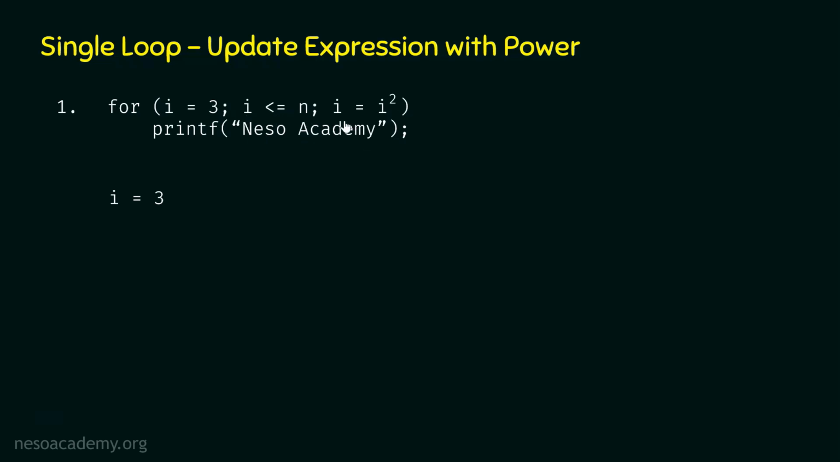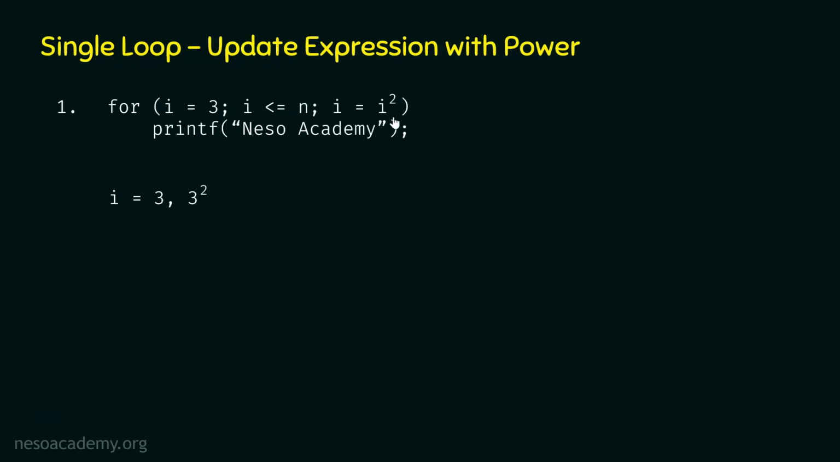After this, I is updated to I square. As I is updated to I square, we know the current value of I is 3. Therefore, I is updated to 3 square. So in the second iteration, we got this value of I, which is 3 square. After this, 3 square is compared with n. Let's say 3 square is less than n. The condition is again satisfied. Again, the printf function is evaluated and update expression is evaluated.